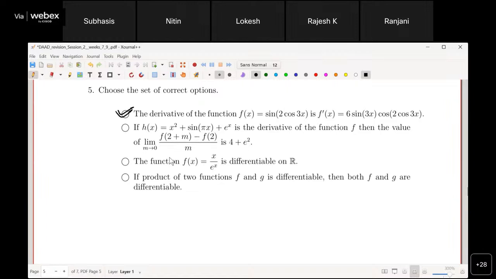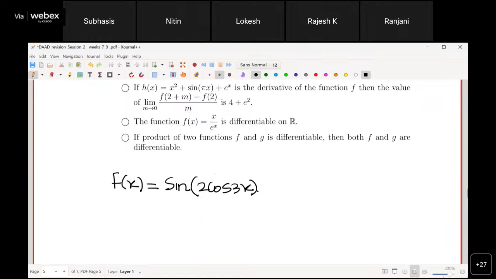Can you tell me how I should get the derivative of this function? First of all, we can just think of this as sine of x, so the derivative of this will be cosine of 2 cos 3x. So you are actually taking the derivative of a composite function, right? For that, you need to apply the chain rule. Whatever you said is correct.